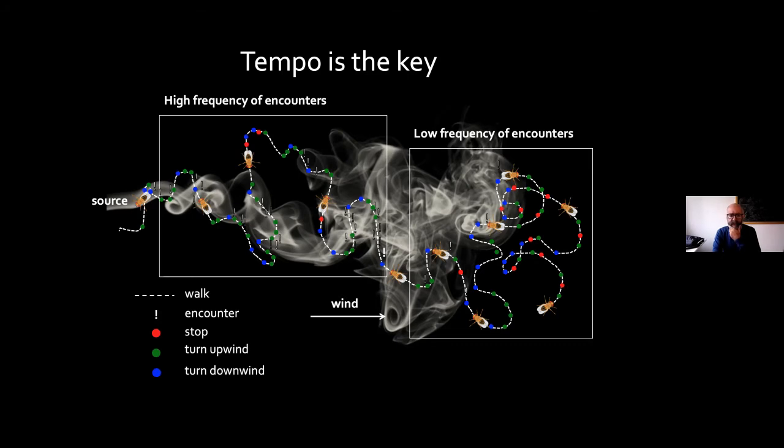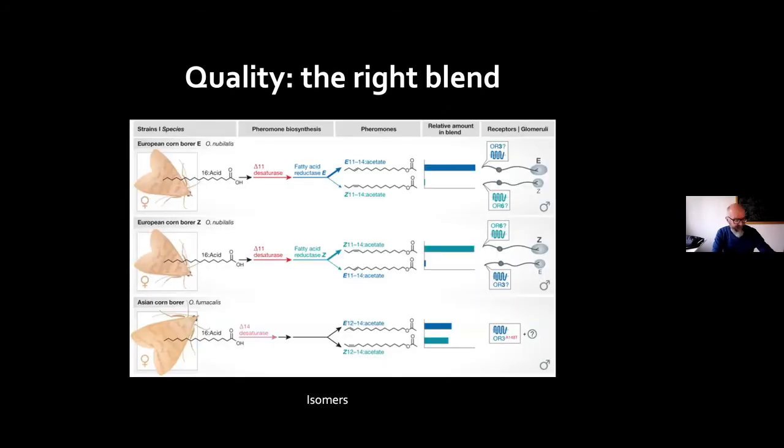Okay, so with that, I will just answer very quickly the question about blends. This is a very interesting and telling example. Here you see three pictures of corn borers, which are pests that, as you can imagine, are very harmful for corn crops.